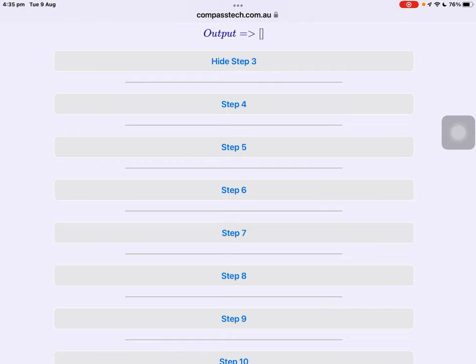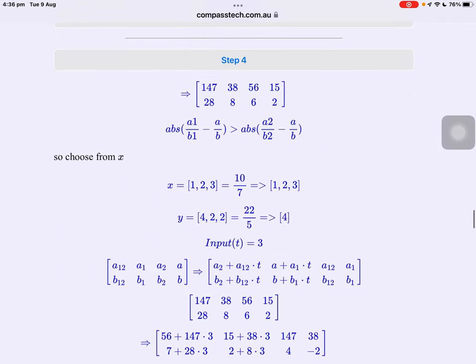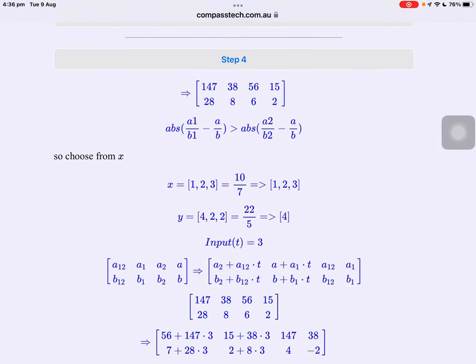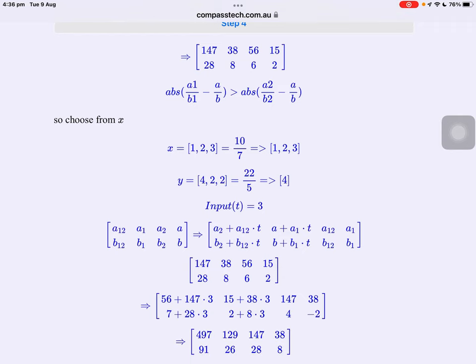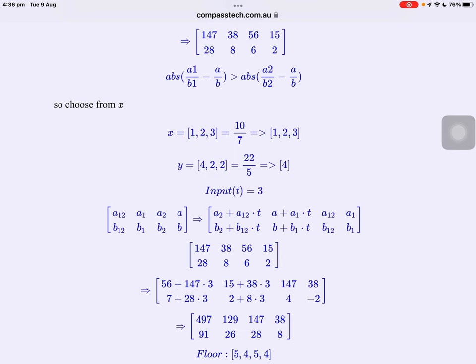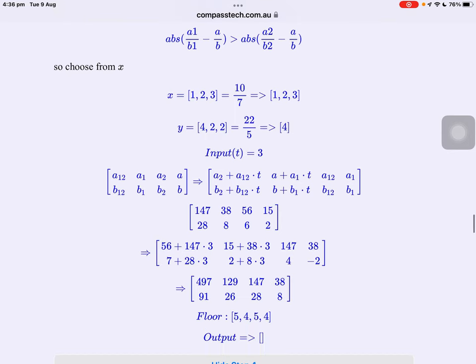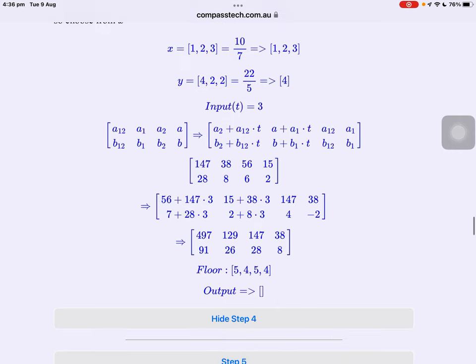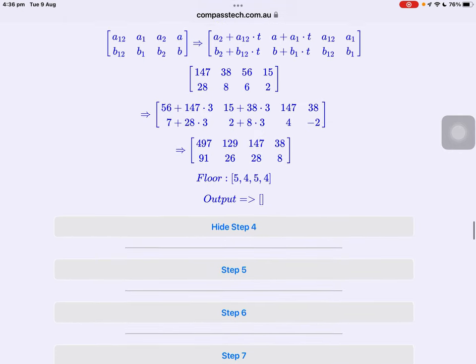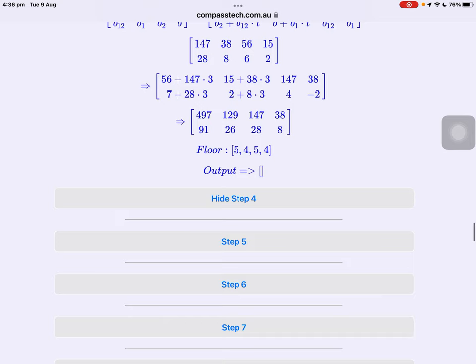Now, of course, as humans, this is pushing our patience. Computers are ultimately infinitely patient and will be doing this at a rapid speed. So that's the idea. We want to choose our next term next, and it completes our x terms. Now the floor, 5, 4, 5, 4, we're starting to get close.